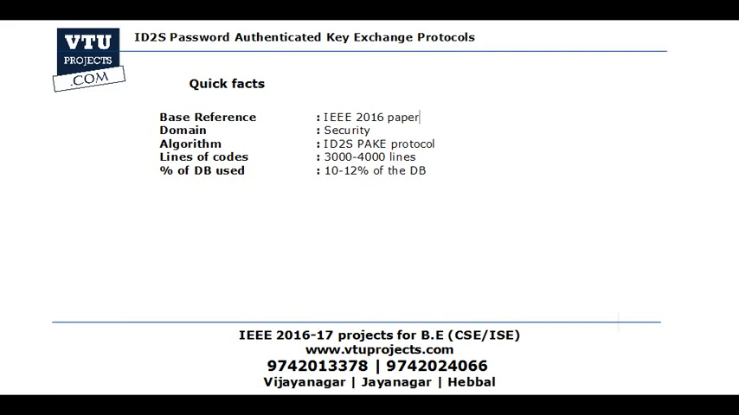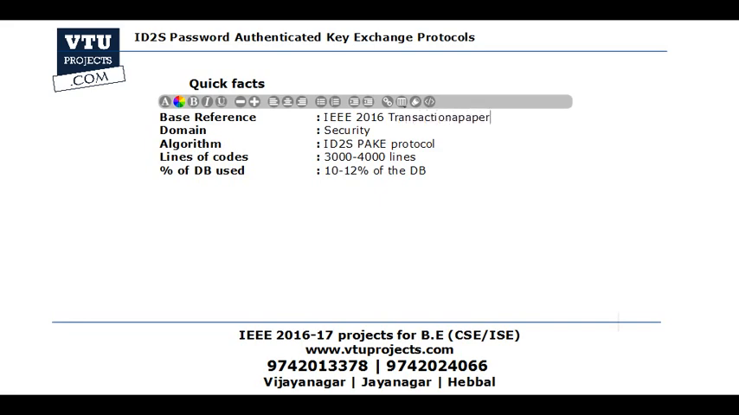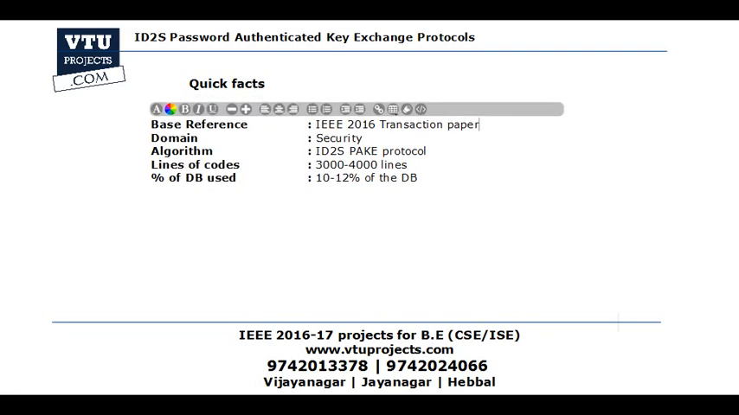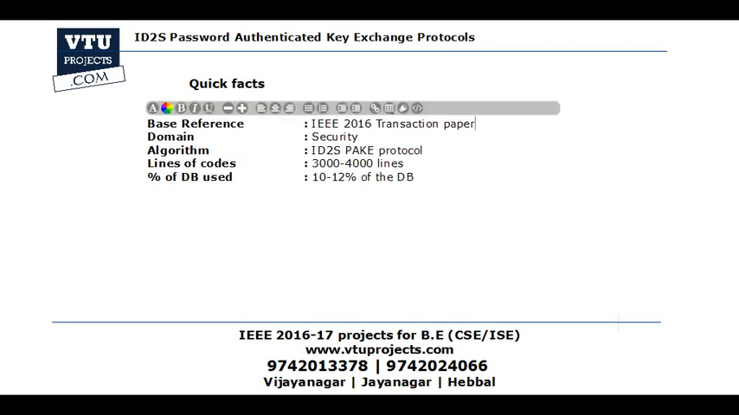Okay, so if you are looking at these quick facts, we are implementing an IEEE 2016 transactional paper. Okay, and then the domain is security, and the new algorithm, the lines of code, and the percentage of the database. All those things will be adding a great weightage for your project and also for your resumes.